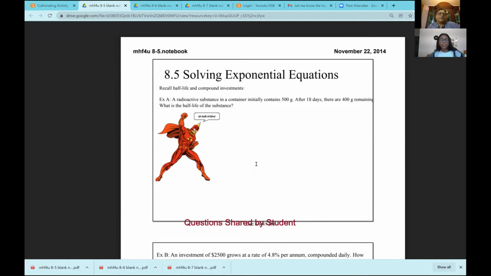Yeah, I can. So exponential equations: a radioactive substance in a container initially contains 500 grams. After 18 days, there are 400 grams remaining. What is the half-life of the substance? So I'll write down the formula for half-life.